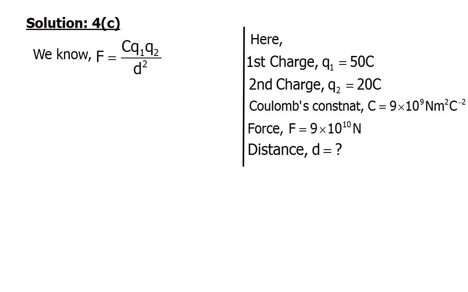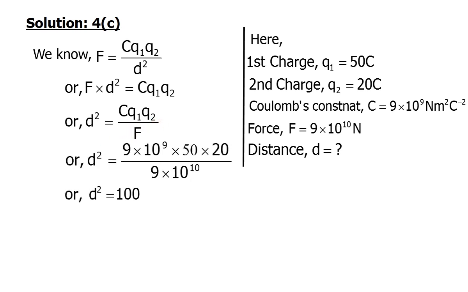So if we multiply with F and d square, then we can write F into d square equal to kQ1 Q2. If we want to calculate the value of d, we have to divide by F. Then we can write d square equal to kQ1 Q2 divided by F. After calculation, we can write the value of d square equal to 100, and the value of d will be 10 meter. That is the answer.